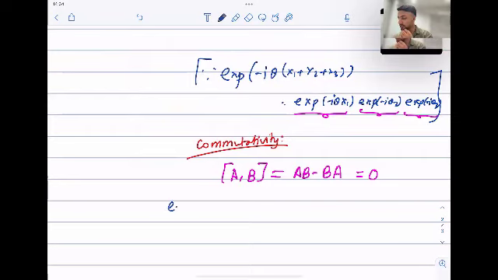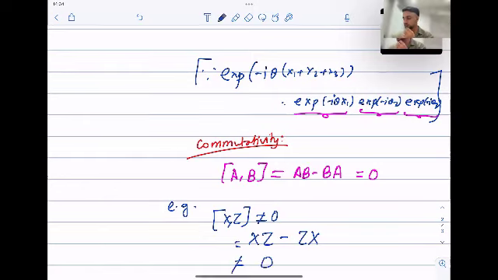So I can give you an example, and you can also verify this. Actually, X and Z do not commute. It's not 0. You can verify this. Write down the matrix of X and Z and see that this is actually not equal to 0.